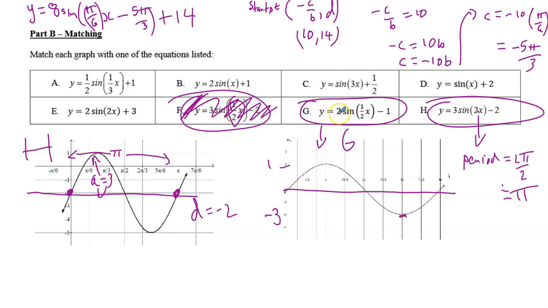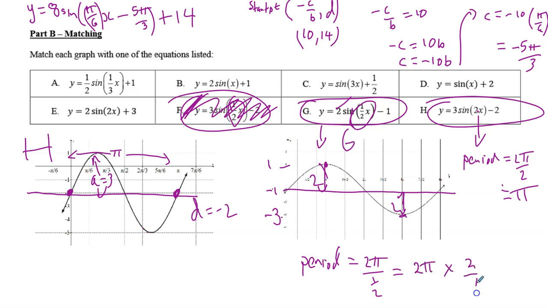So let's just verify the rest. Does it have an amplitude? So if that's negative 1, from negative 1 to negative 3 is 2 units, or from 1 to negative 1 is 2 units. So that matches up with that. This says that the period will be 2 pi divided by a half. Well, we don't like to divide by fractions, so we flip it, which will be 4 pi.